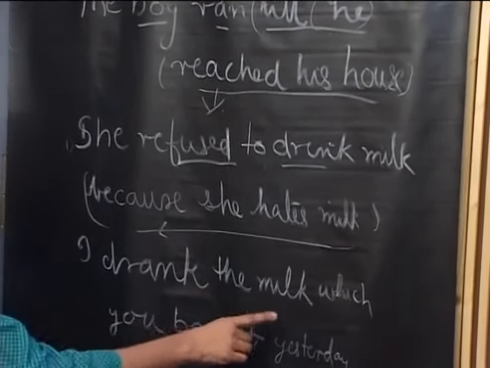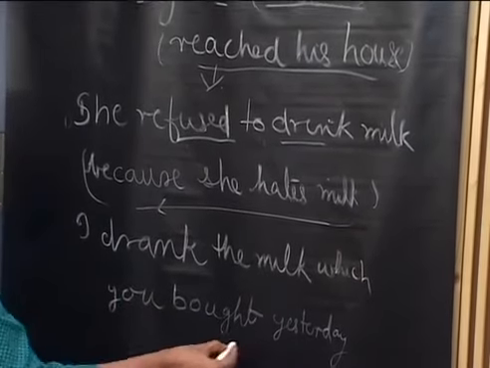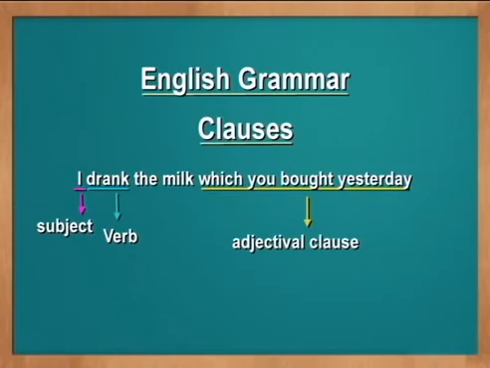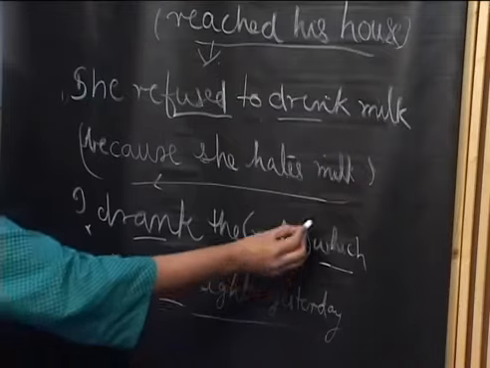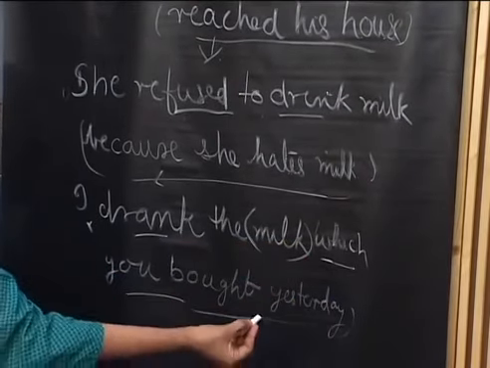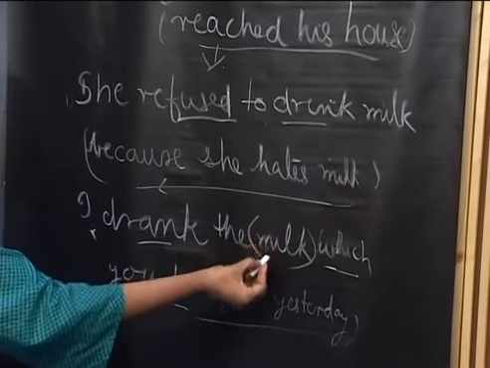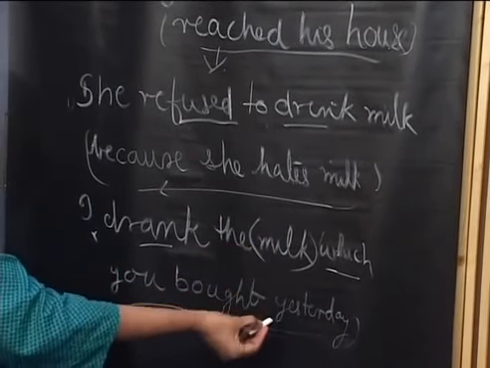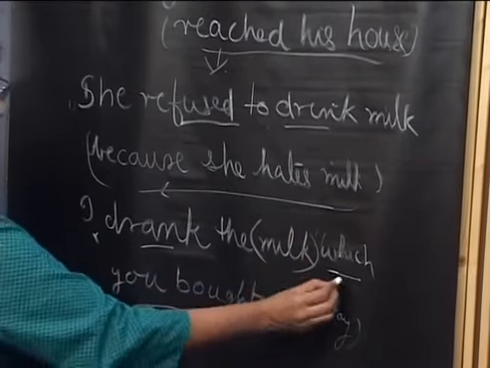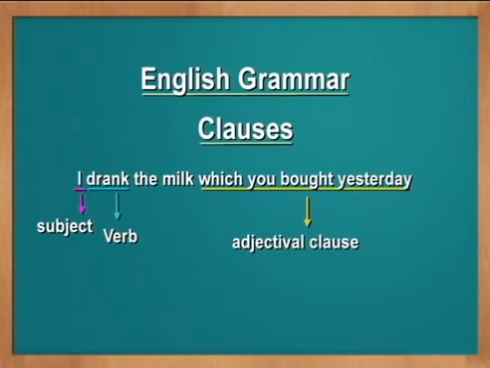I drank the milk which you bought yesterday. So, I is the subject, drank is the verb, then which you bought yesterday explains the milk, gives more information about the milk: which milk, what milk. So, this group of words describes the milk, which is the object, and in other words it means it is an adjective. So, this clause behaves like an adjective, hence it is called an adjectival clause.